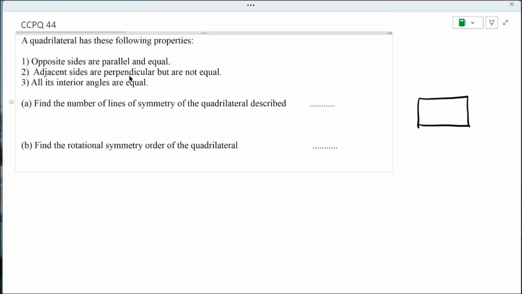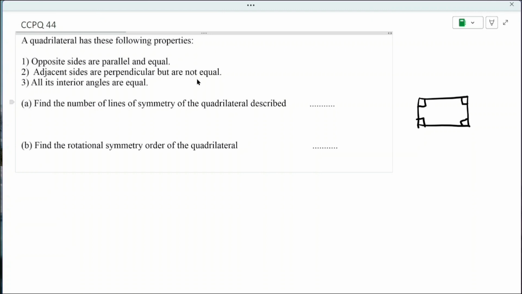This word perpendicular means they are 90 degrees to one another. What is meant by adjacent sides is that the two lines meet at a point, which makes them adjacent to one another. If you take this side, this side is adjacent to it, and this side is also adjacent to it. That means this is 90 and this is 90. This side is also adjacent to this, and this side is also adjacent to this side. So this is also 90 and this is also 90.